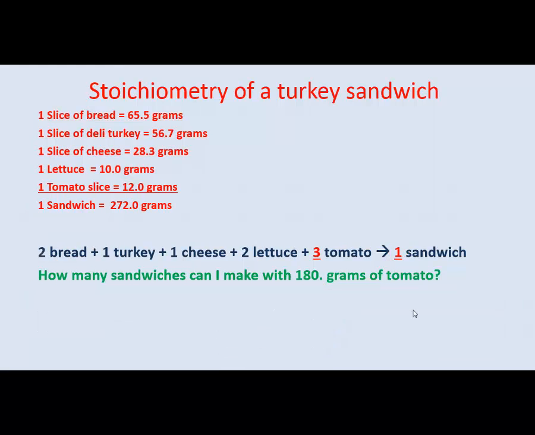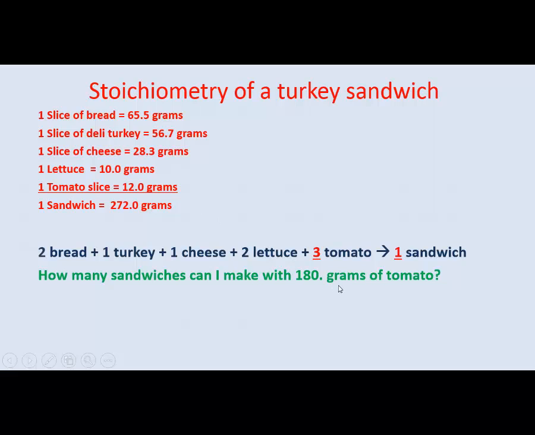So let's look at a similar calculation. I'd like to know how many sandwiches I can make if I have 180 grams of tomatoes. So if I have 180 grams of tomatoes and I look up the slice mass, this would be like looking up molar masses using our periodic table. Here I have a table of the masses per slice. So I have 12 grams, I mean to say, for every one slice of tomato.